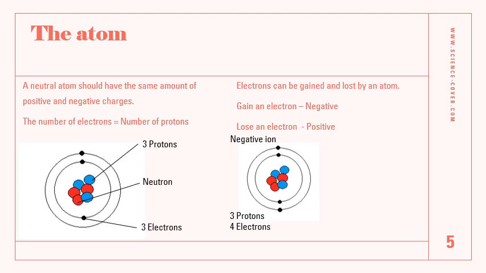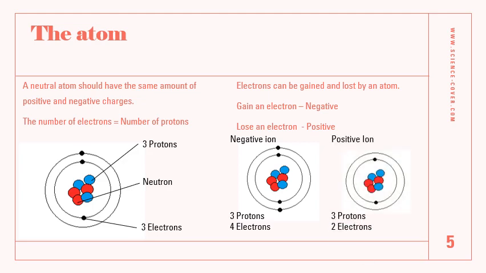If the atom loses electrons, then we have a positive ion. So this diagram shows us an atom that has 3 protons, but only 2 electrons. So it has more positive charge than negative charge, and therefore has become a positive ion.